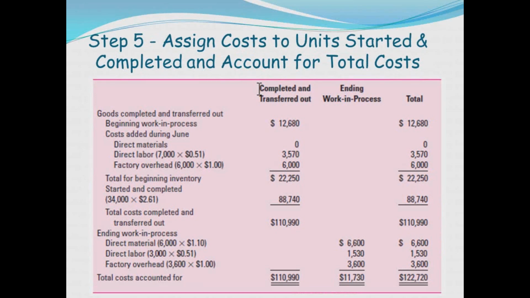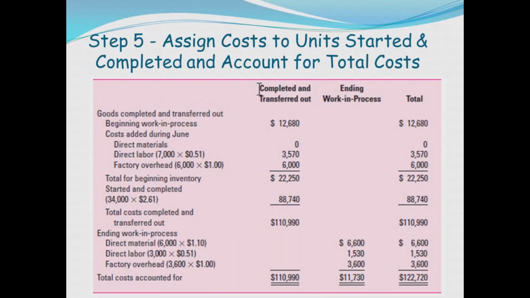So this brings it all together. You had the cost from last period, which we just carried through so we can add it up at the end to the total. You have the costs added to those units to complete them. But there's the cost to start and complete the units. There were 34,000 units like that at $2.61 a unit. That's the cost to start and complete those units.